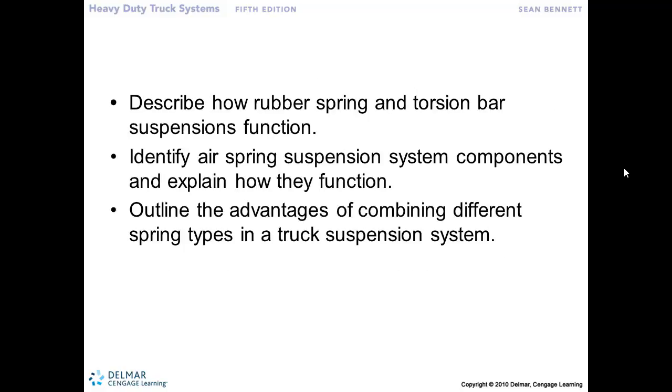Rubber spring and torsion bar, so a very heavy-duty suspension. Air spring or airbag suspension, by far the most common and the most popular that we've got now, uses air pressure to provide for the changing loads that are put on that suspension. Then we'll talk about advantages of combining a couple of these different systems, taking the advantage of one system, combining that with the advantage of the other one to make a suspension system that works in different applications.